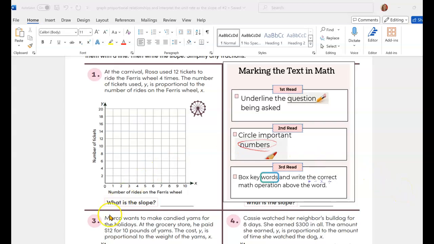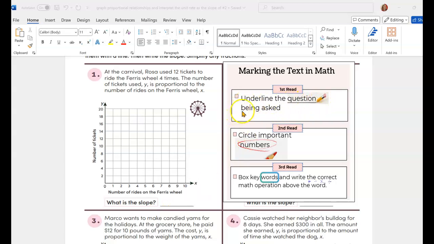We're working on finding the slope, and we're going to mark up the text in math. At the carnival, Rosa used 12 tickets to ride the Ferris wheel 4 times. The number of tickets used, Y, is proportional to the number of rides on the Ferris wheel, X. What is the slope?